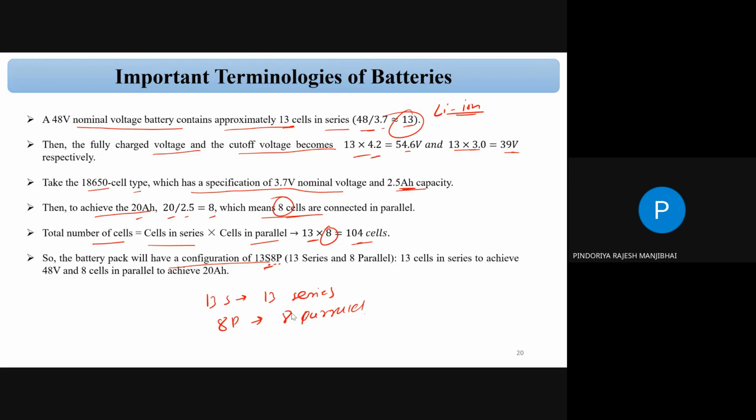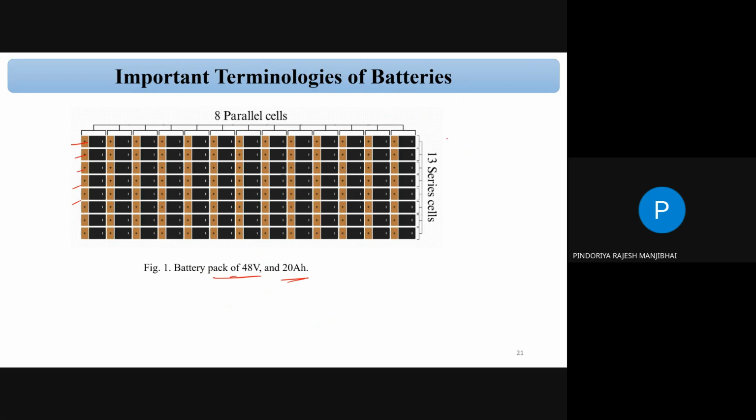Suppose you have any battery, maybe you can check an electric vehicle battery. This configuration you will get: 13S8P, maybe any number. S indicates series and P indicates parallel. So 13 cells in series to achieve 48 volt, and 8 cells in parallel to achieve 20 ampere hours. This design you will get, and this is the total battery pack.